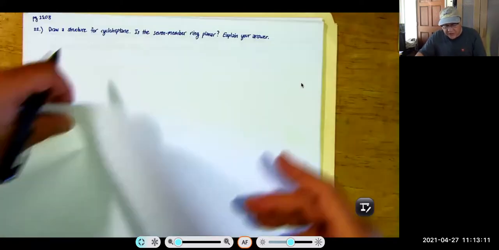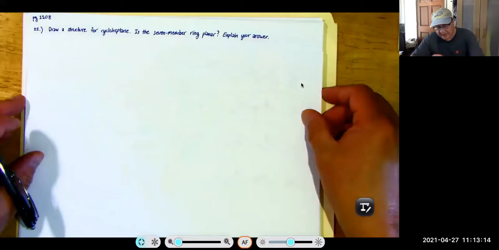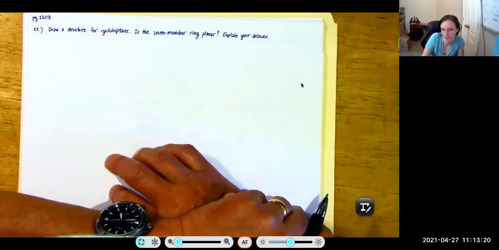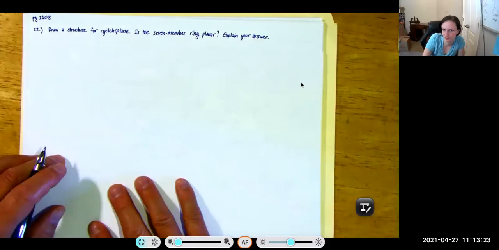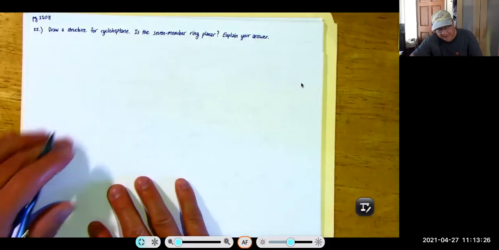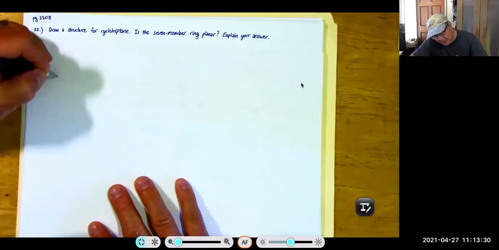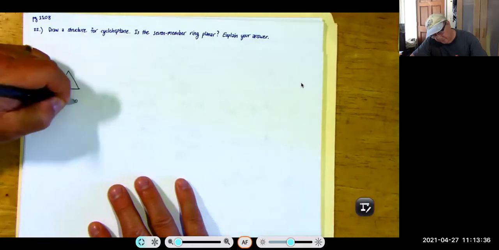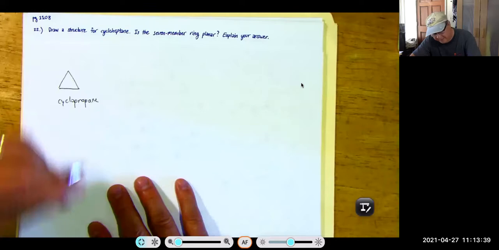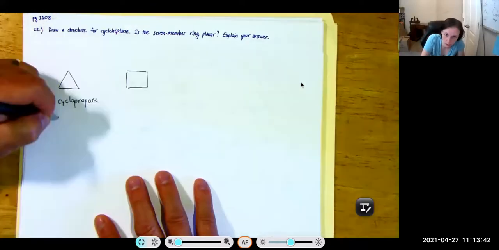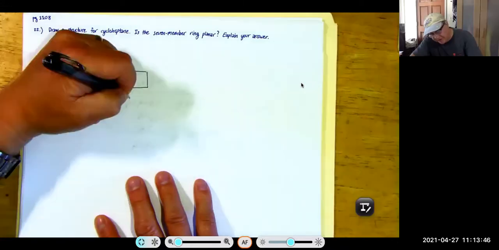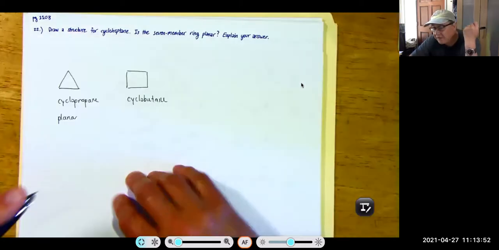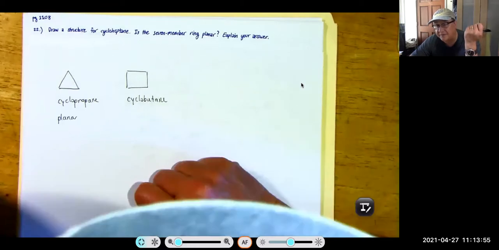Draw a structure for cycloheptane. Is the 7-membered ring planar? Explain your answer. Planar. Yeah, flat. Okay, so let's think about this. Cycloheptane. This is cyclopropane. That is the smallest ring you can have. And it is planar. This is cyclobutane. It is planar because the definition of a plane is 3 points in space, right?